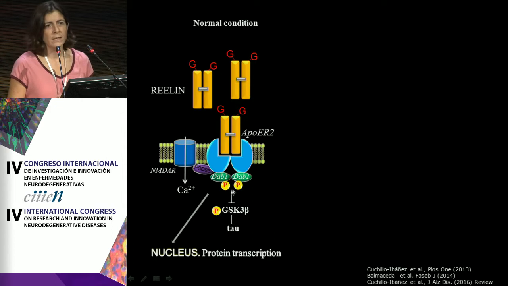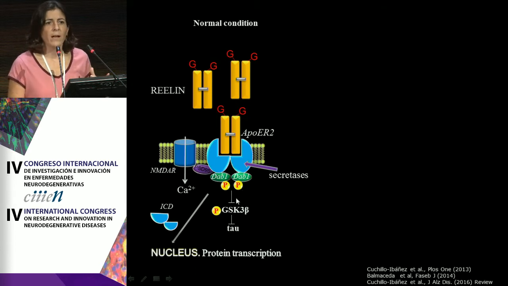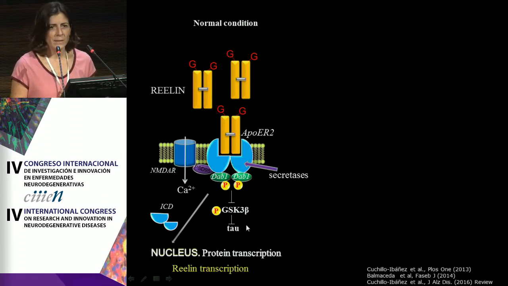So from this point, Reelin is able to control tau phosphorylation by GSK3 beta or other kinases. This is a very simple scheme. And it's also able to activate NMDA receptors and also protein transduction transcription in the nucleus. It can be by ERK1-2 protein, but also we have described that it can be controlled by small fragments called ICD, the intracellular domains of ApoER2. These are generated by secretases after Reelin binds to the receptor. And we have described that this ICD fragment is able to control Reelin transcription. So there is an auto control of the signaling.